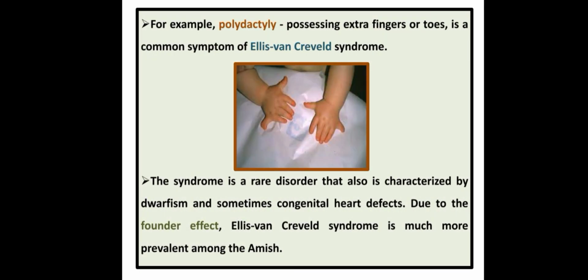For example, polydactyly, possessing extra fingers or toes, is a common symptom of Ellis-van Creveld syndrome. The syndrome is a rare disorder that also is characterized by dwarfism and sometimes congenital heart defects. Due to the founder effect, Ellis-van Creveld syndrome is much more prevalent among the Amish population.